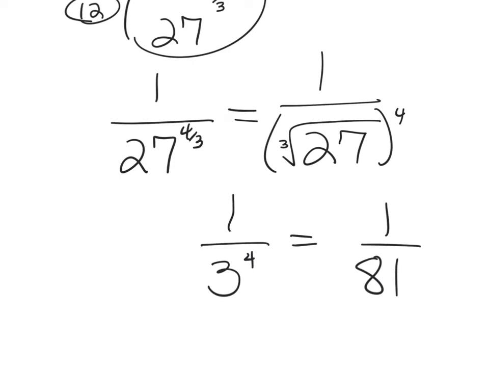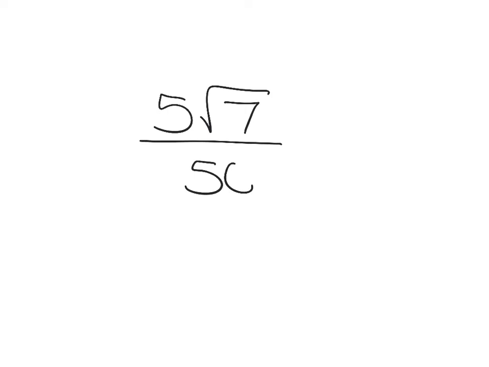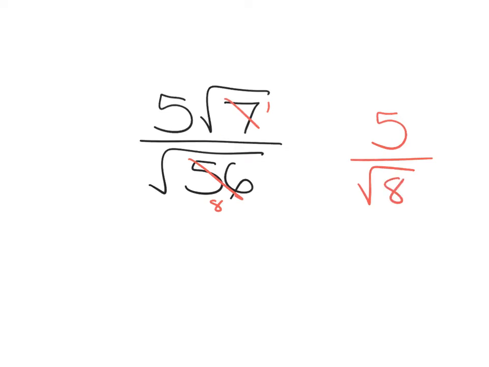Radicals. Here with radicals again. So I have 5 times the radical 7 over 56. Again, I'm going to try to simplify my radical first instead of trying to rationalize this with the square root of 56. So I could simplify this, make this a 1, make this an 8. So now I have 5 over the square root of 8.